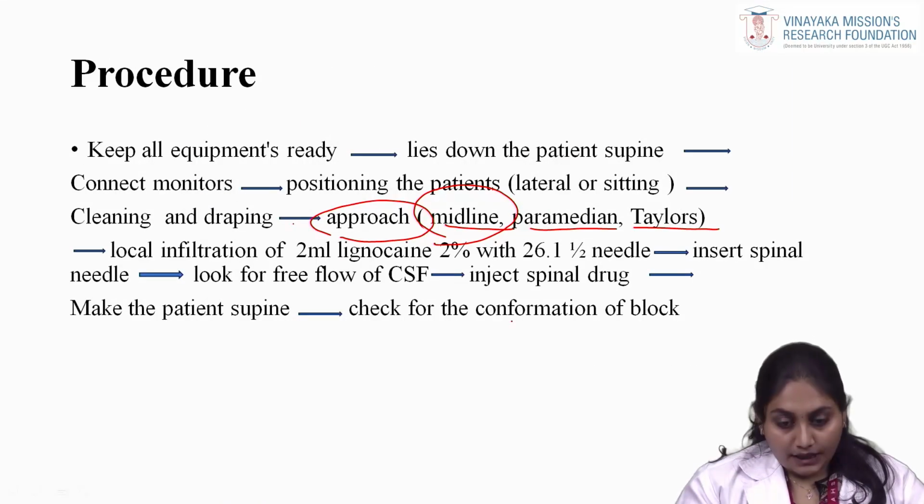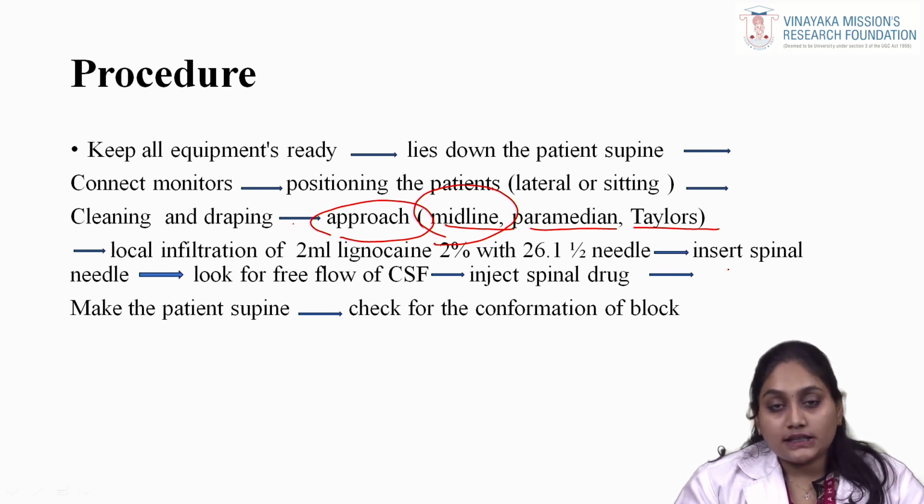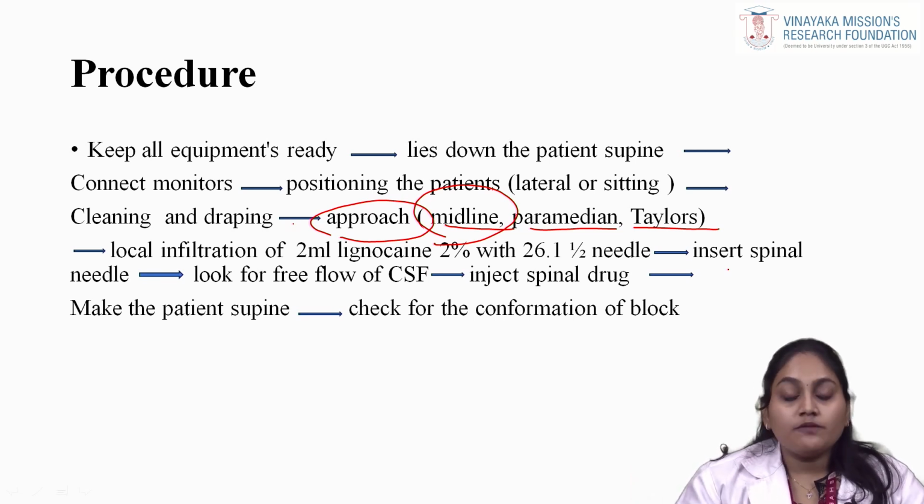So after confirming the approach, we have to give local infiltration of lignocaine 2%, 2 ml with the help of 26 1.5 normal needle. After that, we have to check for the space and insert the spinal needle. After inserting the spinal needle, remove the stylet and look for the free flow of CSF. That means free flow of CSF means the CSF should flow without any blood stain. Okay, we can confirm the space by looking at the free flow of CSF. And after seeing the CSF flow, we can inject spinal drug.